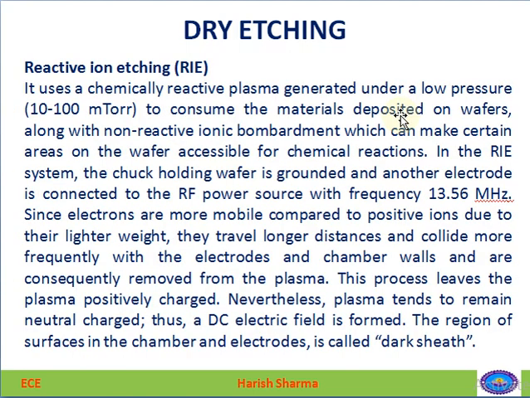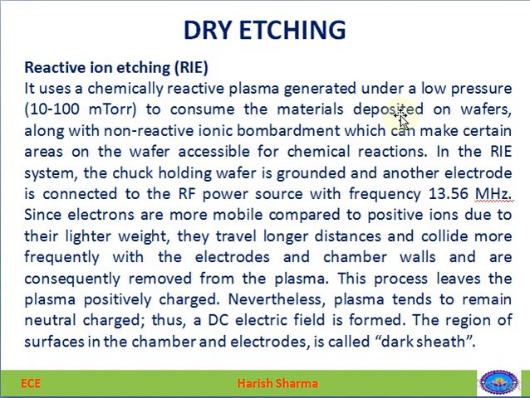What is RIE, reactive ion etching? It uses chemically reactive plasma generated under low pressure, that is 10 to 100 millitorr, to consume the materials deposited on the wafer, along with non-reactive ionic bombardment, which can make certain areas of the wafer accessible for chemical reaction. In the RIE system, the chuck holding the wafer is grounded and another electrode is connected to the RF power source with a frequency of 13.56 megahertz.